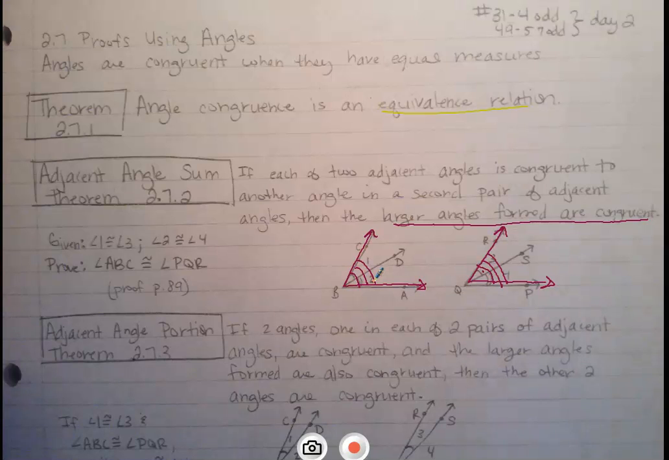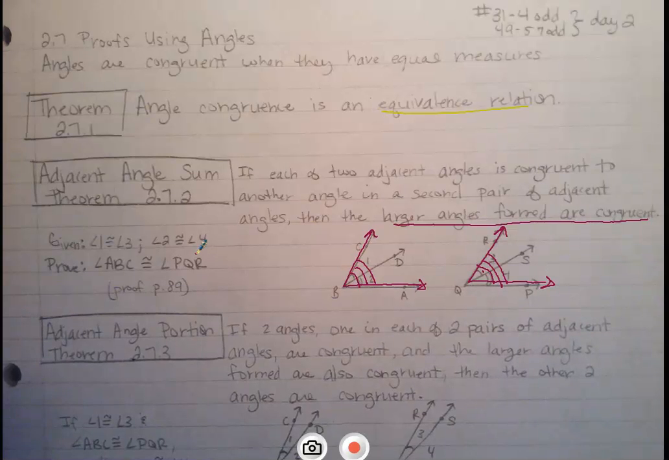The proof for it is on page 89 if you want to see that, but it's saying given angle 1 is congruent to angle 3 and angle 2 is congruent to angle 4, we can prove that angle ABC is congruent to angle PQR, which is what we just showed you with the purplish red looking color.